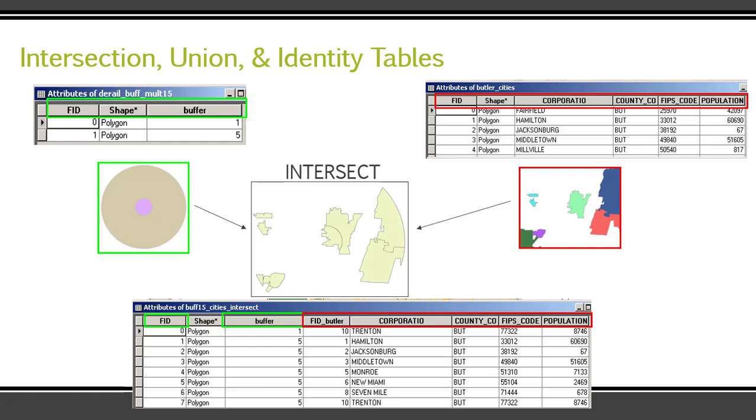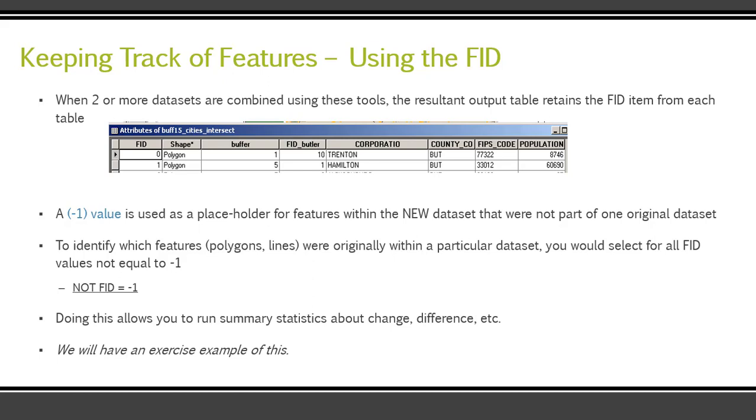Now, one way we keep track of features always, but especially with these geometric intersection tools, is looking at those feature identifiers, those FIDs, or in the geodatabase model, the OIDs. So when we combine those, we really want to start paying attention to those FIDs. If we use the tool union or identity, we may have a situation where we end up with an FID value of -1. And an FID value of -1 means that that polygon didn't exist in all of the input data sets. It was missing from at least one of those input data sets.